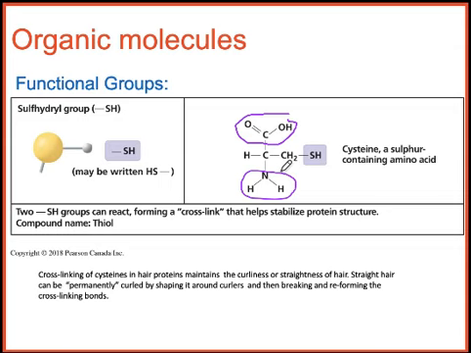Just a little fun fact: cross-linking of cysteines in hair proteins maintains the curliness or straightness of hair. Straight hair can be permanently curled by shaping it around curlers, and then breaking and reforming the cross-link bonds. So that's how a perm is done.